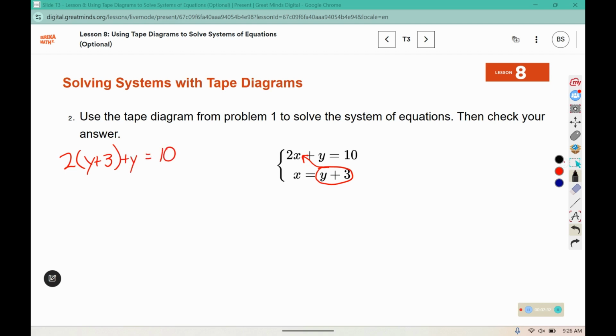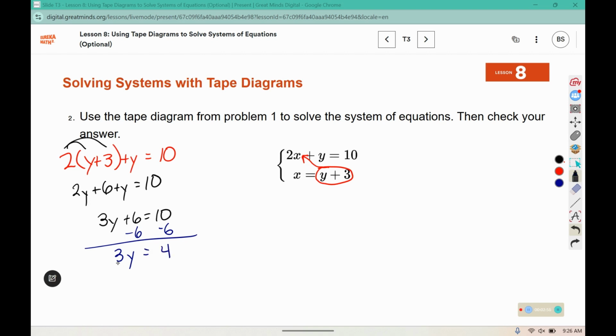We'll distribute. 2 times y is 2y, 2 times 3 is 6. Then combine like terms, 2y and y make 3y. Then we need to subtract 6 from both sides. 10 minus 6 is 4. Divide by 3 on both sides and we get y equals 4/3. Remember, we write our answer in the form of coordinates, so the y value should be in the y position.